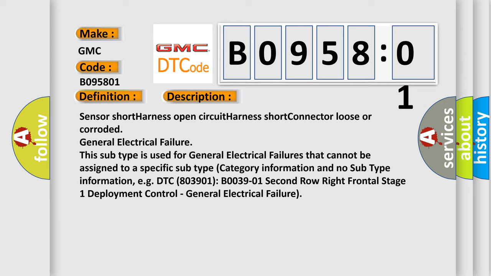This subtype is used for general electrical failures that cannot be assigned to a specific subtype category and have no subtype information, e.g. DTC 803901 B0039-01 second row right frontal stage 1 deployment control, general electrical failure.